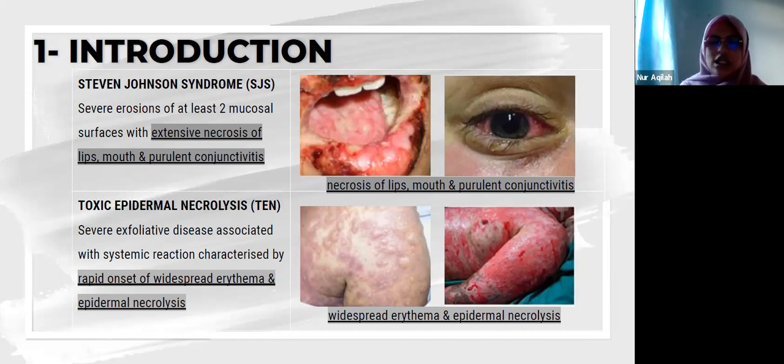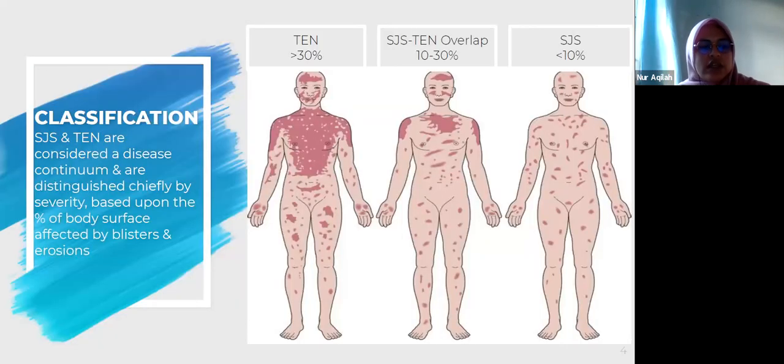Okay, and as you can see in the picture, that is the picture of necrosis of lips and mouth, and then the purulent conjunctivitis that is seen in SJS, and then in TEN we can see a widespread erythema and also epidermal necrolysis, and both SJS and TEN are sometimes referred to as epidermal necrolysis. Okay, so this is the classification.